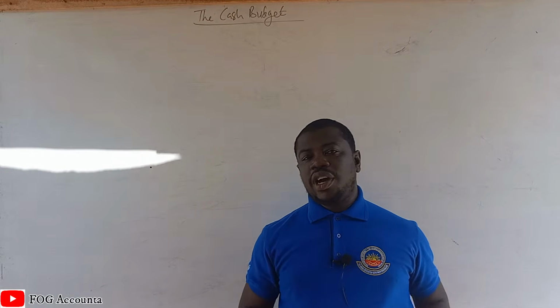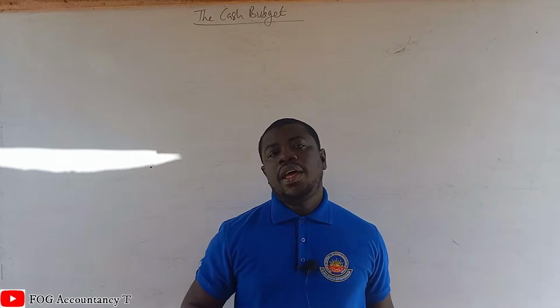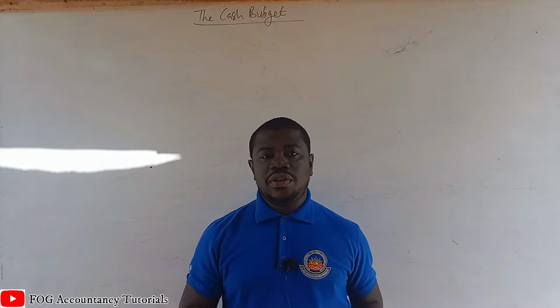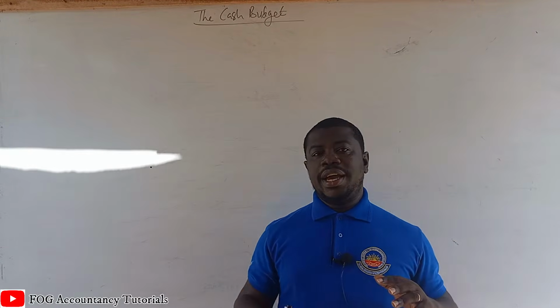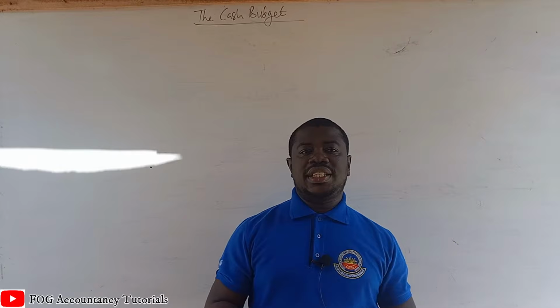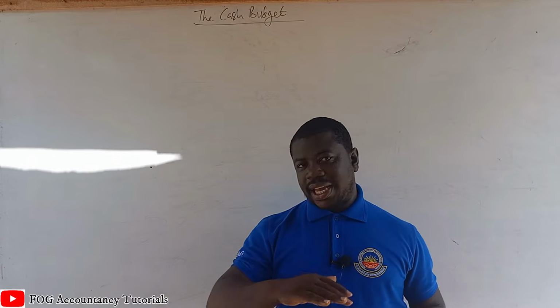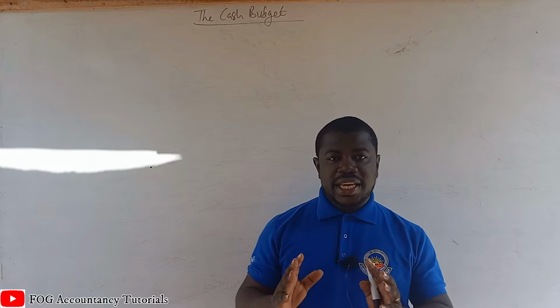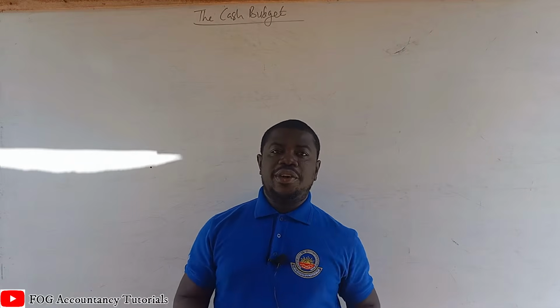Today we are going to continue our series on the cash budget. Remember that I told you in the previous video, which is part 2 of this lesson, that in this part 3 we are going to look at a situation where the company has set a minimum or a maximum cash balance to be maintained at every point in time or at the end of each month.